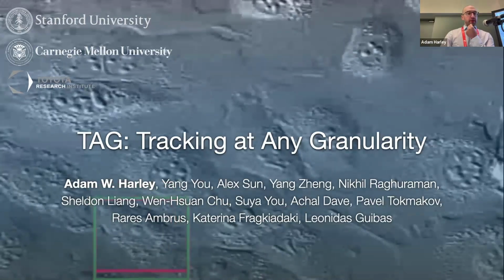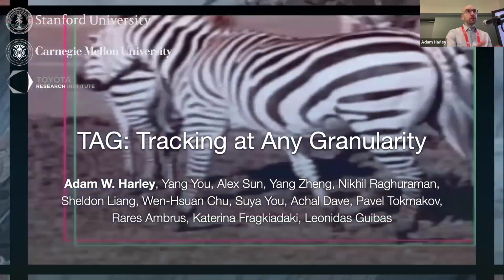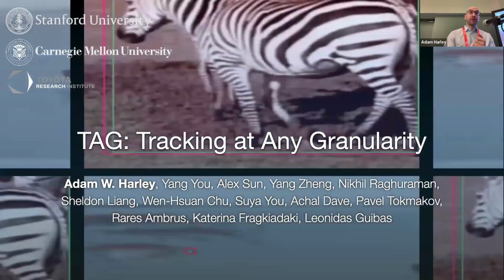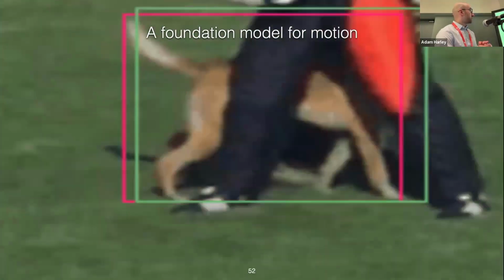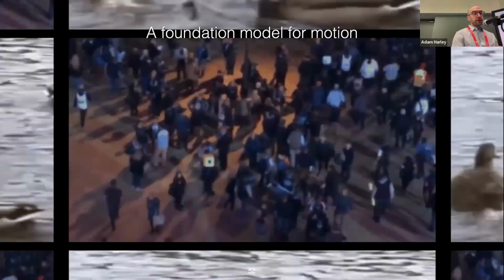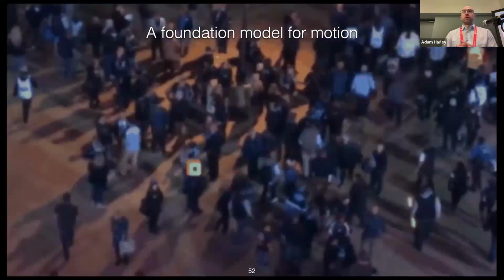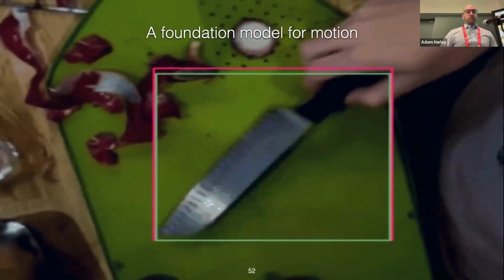Okay, so now for some semantics. The idea of this TAG project was to build a foundation model of motion. So that means to be able to track all kinds of things with a single model, whether it's a limb on an insect or a cell under a microscope. The system should just work. It should be a reliable tracker.